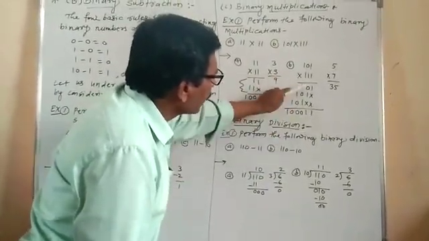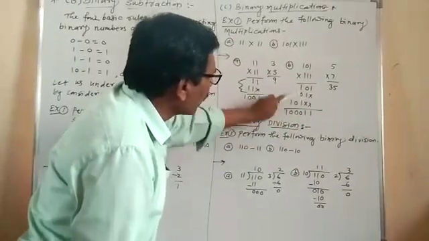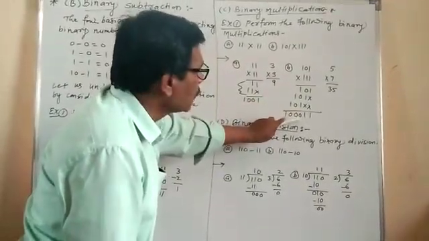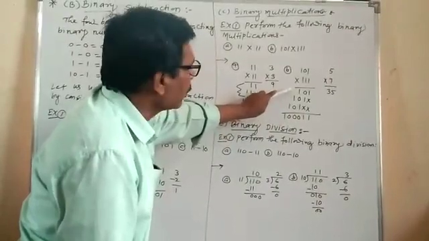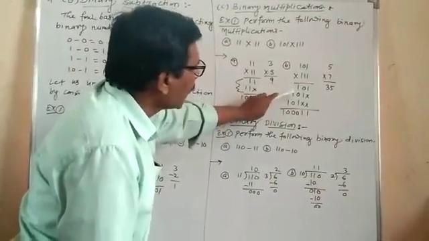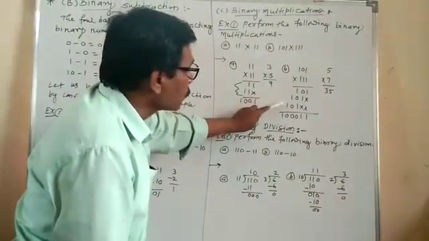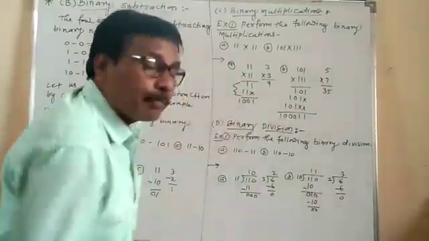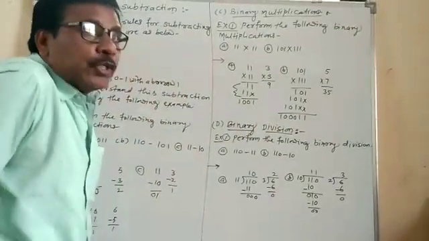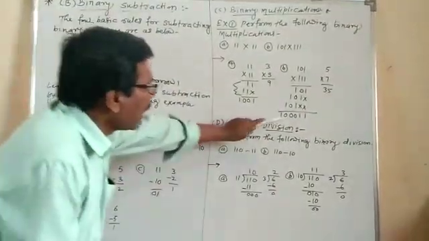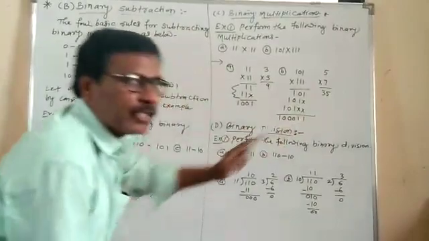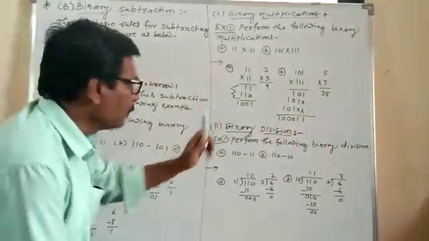So 1 here, 0 plus 1 is 1, 1 plus 1 is 10, here 0 I write and carry 1. This carry 1 plus 1 is 10. 0 I write here and carry 1. 1 plus 1 is 10. So the product is 100011, and this is nothing but decimal 35. The answer is 35 in decimal.